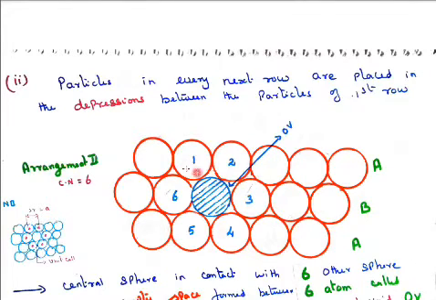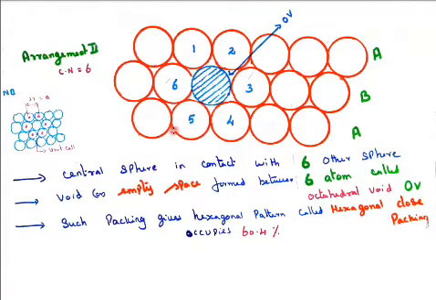Now you just see that 6 atoms are in contact. It produces the octahedral void. The center atom touches the 6 atoms: 1, 2, 3, 4, 5, 6. So this is called hexagonal type, that is 2 or 1 unit cell. The coordination number is 6, because the central sphere is in contact with 6 other spheres.